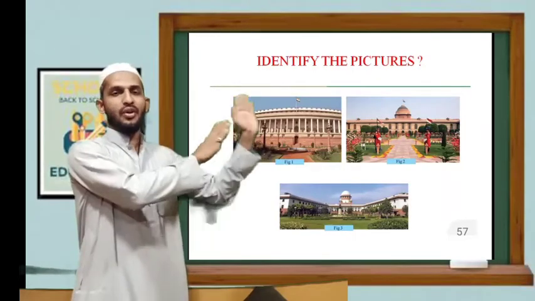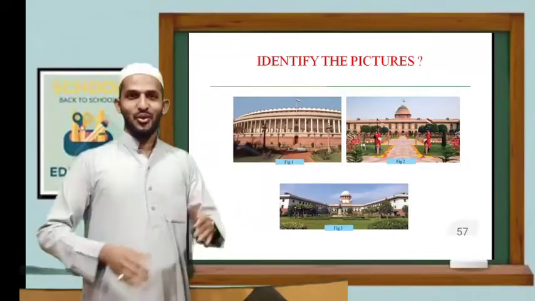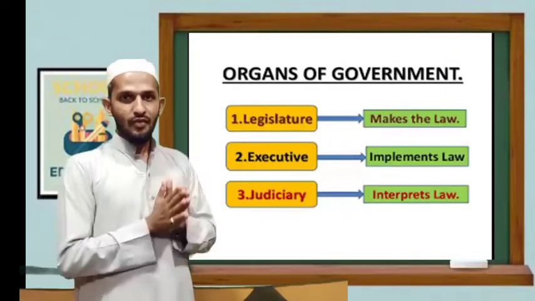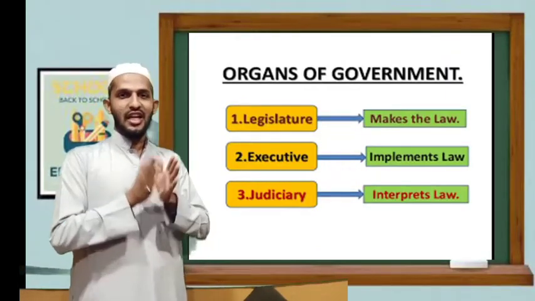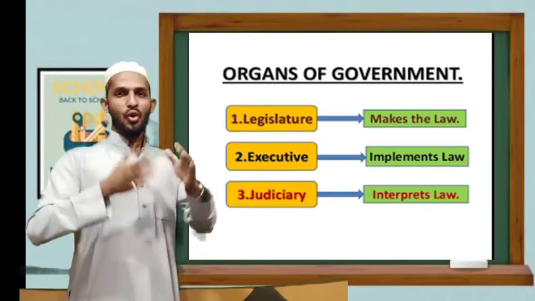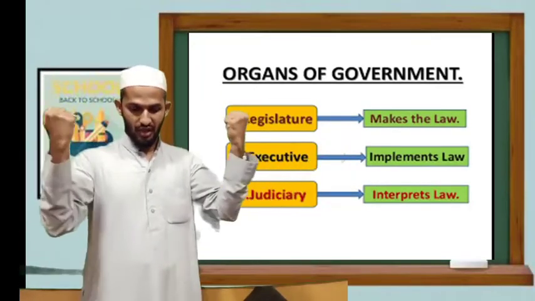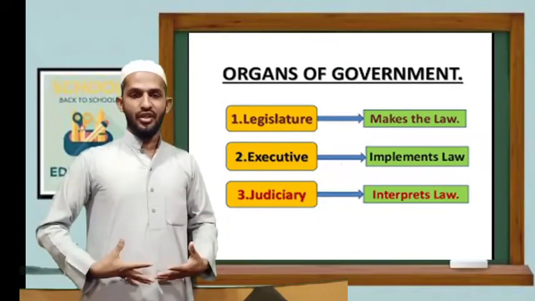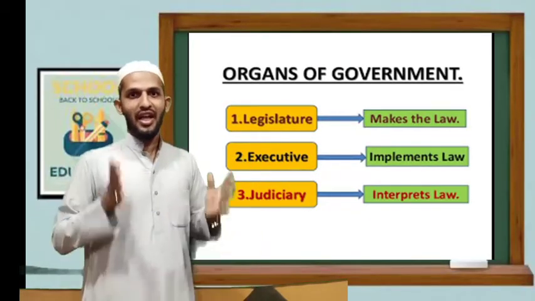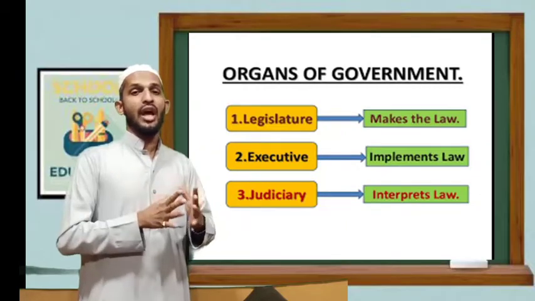What do these three pictures represent? Okay? So these are the organs of our government. We all have organs, like we have the head, the hands, the body, the legs and everything. Like that, our government also has organs.